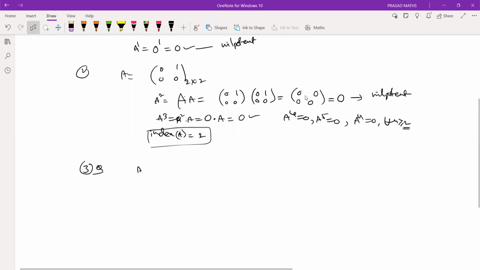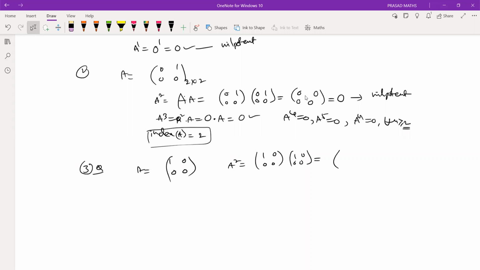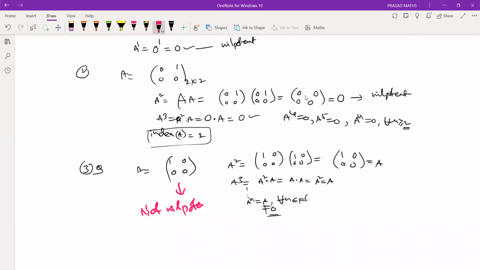Suppose you take the matrix 1, 0, 0, 0. Is it nilpotent? What is A square? 1, 0, 0, 0 into 1, 0, 0, 0 gives 1, 0, 0, 0, the matrix itself. Similarly, A cube is A square into A, which is A itself. So what you observe is that A power n is A for every n, therefore it can never be zero. A power n is never zero for any n, therefore it is not nilpotent.